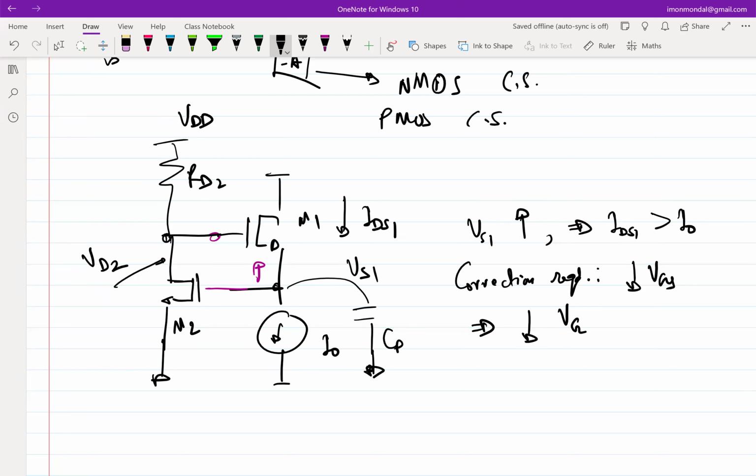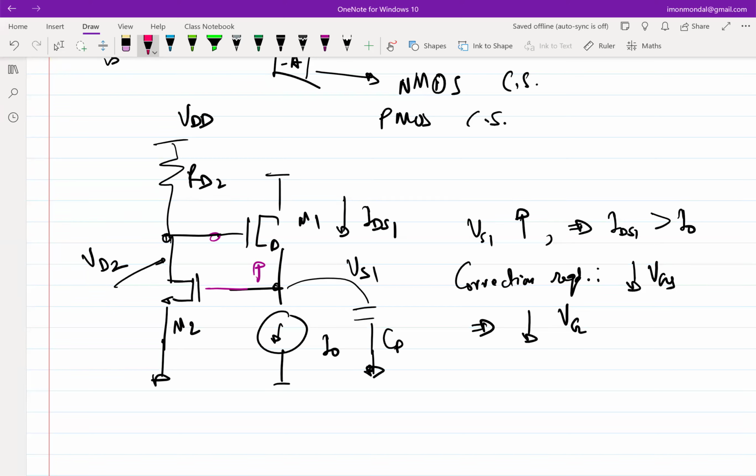Okay. So now once we do this, we can go ahead and do our calculations and see whether M1 and M2 remain in saturation or not. Those analyses we can do separately. But once we connect it up, it's always good to do a sanity check and see what happens if IDS1, let's say, is more than I0. Now let's do the same thought experiment. Let's say IDS1 is more than I0.